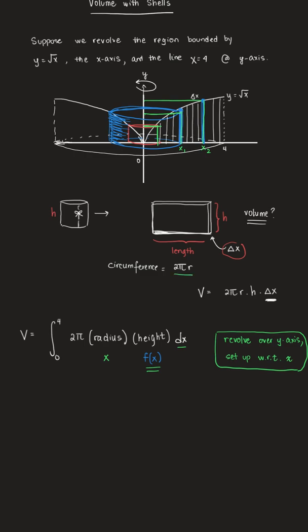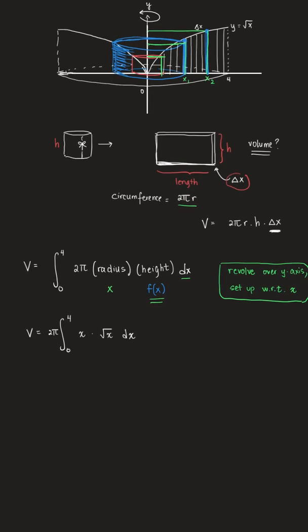So in general, let's write it for this one. Our volume's going to be the integral from 0 to 4. I can pull out the 2 pi. The radius is x. The height here is the function value, which is the square root of x, dx. And you can see this is just going to be a power rule problem again. I really wanted instead for us to focus on the setup.